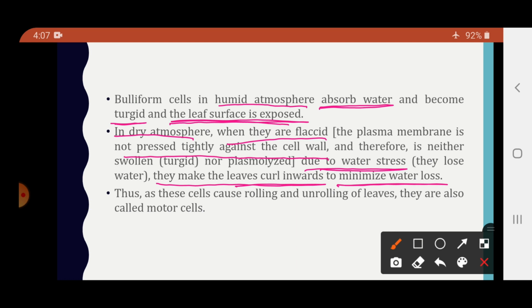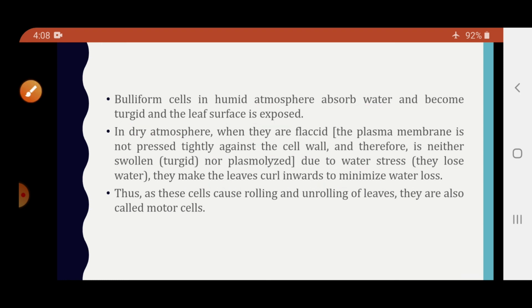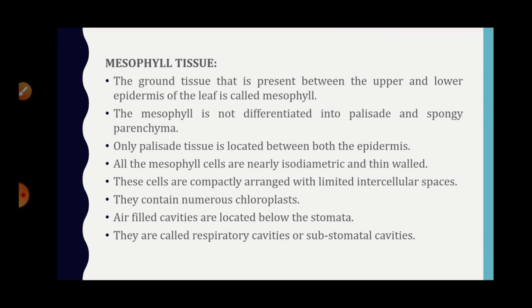So as bulliform cells are responsible for movement of the leaf, or you can say as they are responsible for rolling and unrolling of the leaf, they are also called as the motor cells. Rolling कब करेंगे, dry season में, and unrolling कब करेंगे, humid atmosphere में. So that is very very important regarding the bulliform cells.